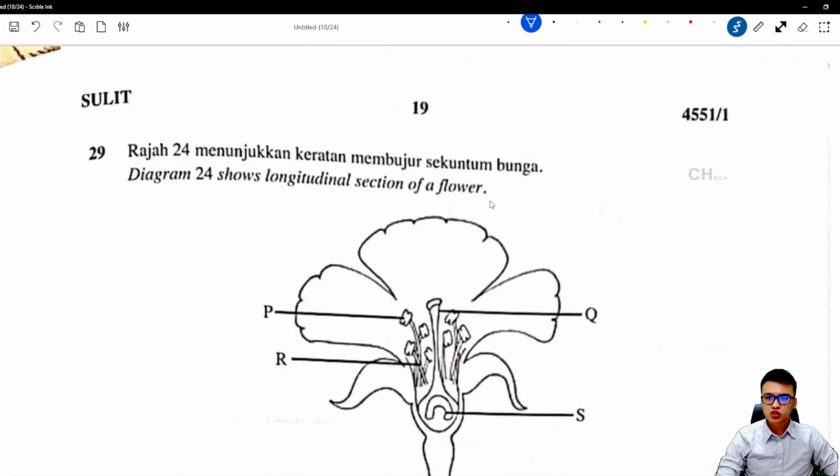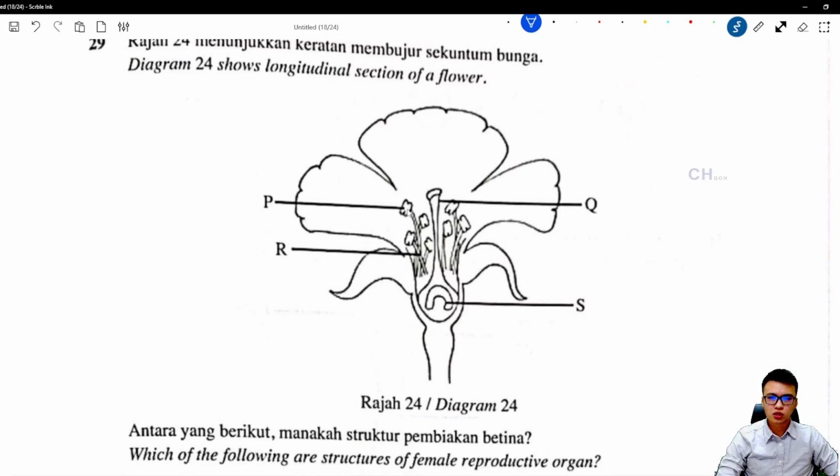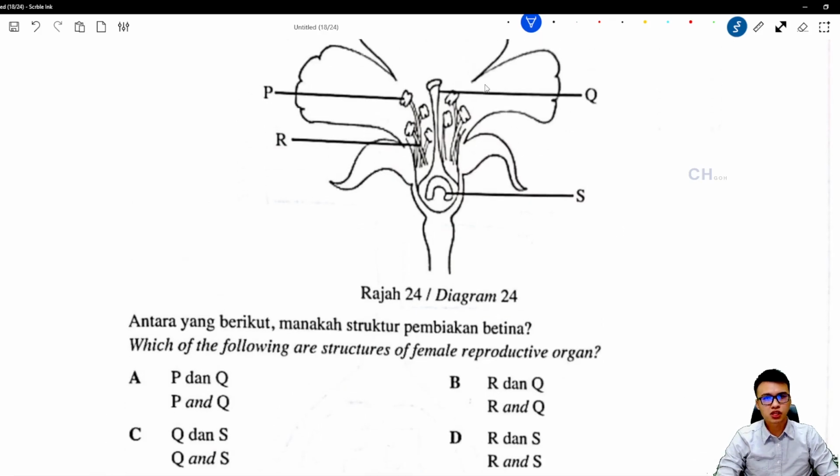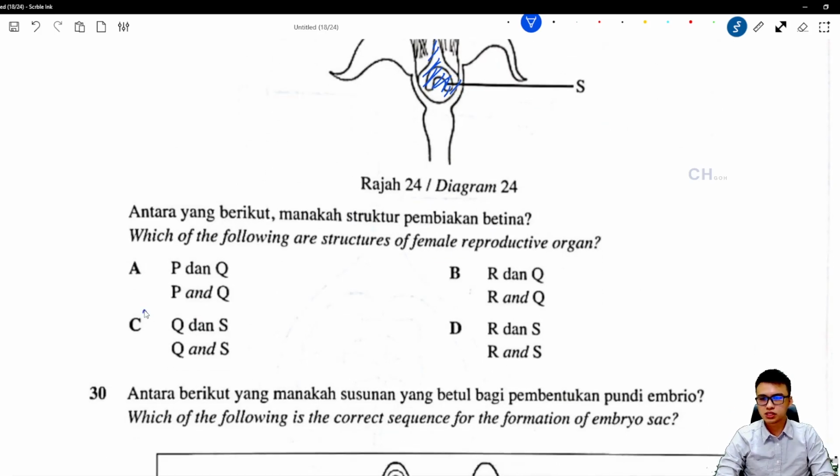Diagram 24 shows the longitudinal section of the flower. We have P, Q, R, S. Which of the following are structures of the female reproductive organ? The female reproductive organ is the organ in the middle. So Q and S. Answer should be C for this question.